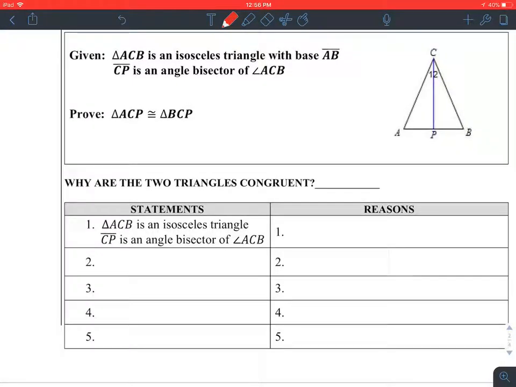Triangle ACB is an isosceles triangle with a base AB. Segment CP is an angle bisector of angle ACB. Prove the two triangles are congruent. So the first thing in the proof is write down what we were given, which is already written for us. We write given. Let's interpret what these things mean. Triangle ABC is an isosceles triangle with a base AB.